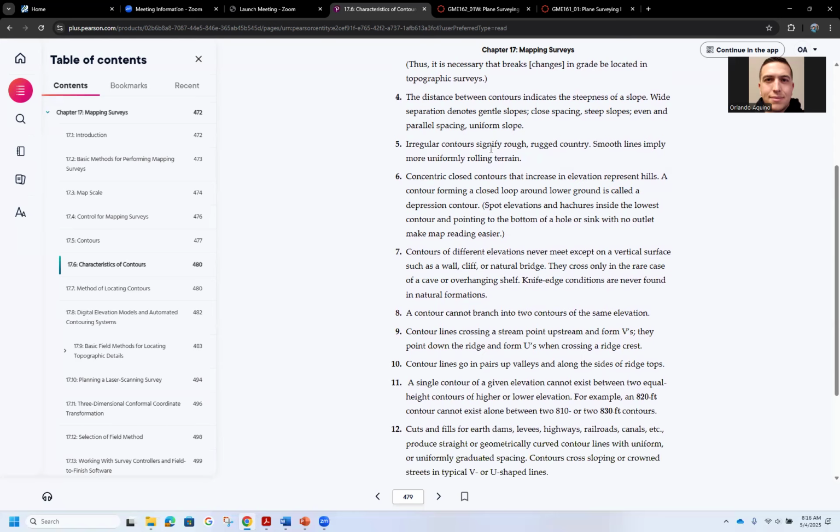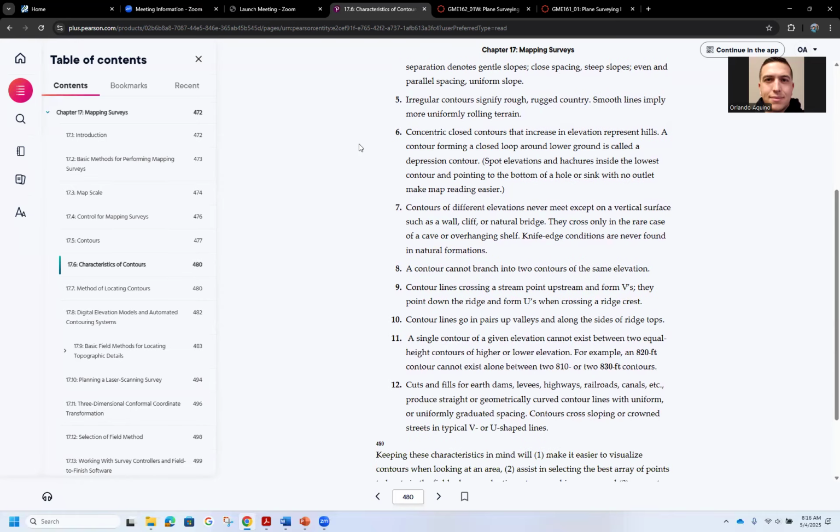Irregular contours signify rough, rugged country. Smooth lines imply more uniform, rolling terrain. Concentric closed contours that increase in elevation represent hills. A contour forming a closed loop around a low ground is called a depression contour. Spot elevations, or hachures, inside the lowest contour and pointing to the bottom of the hole or sink with no outlet, make the map easier to read. Those little tick marks that we saw on the slideshow.